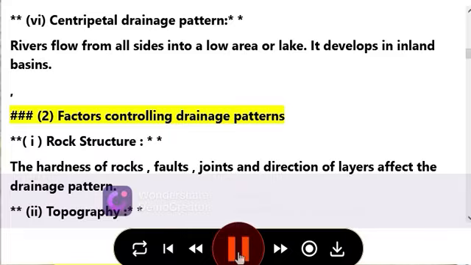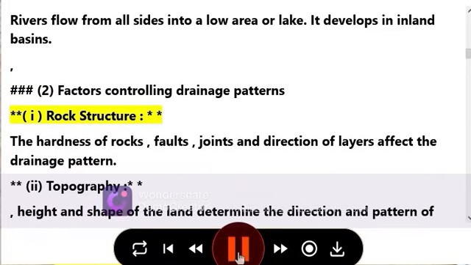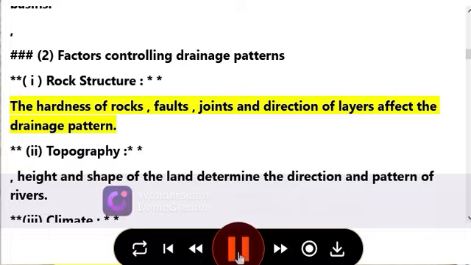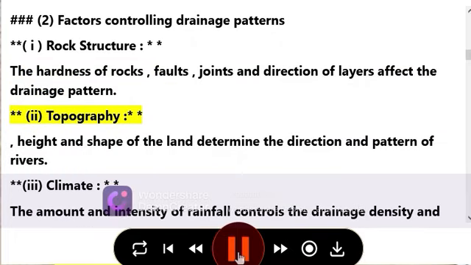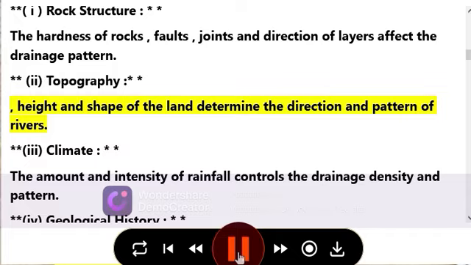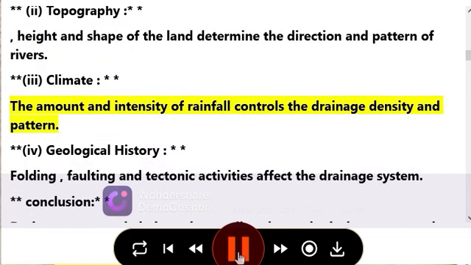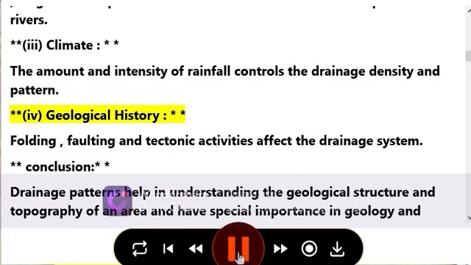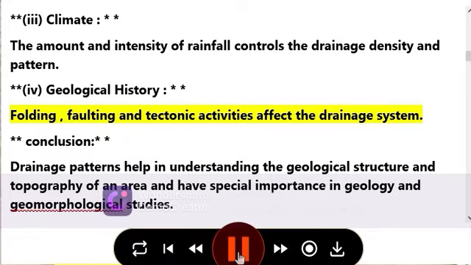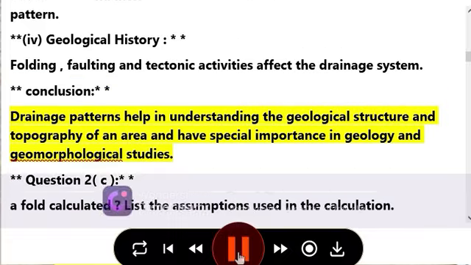2. Factors controlling drainage patterns. 1. Rock structure. The hardness of rocks, faults, joints and direction of layers affect the drainage pattern. 2. Topography. Height and shape of the land determine the direction and pattern of rivers. 3. Climate. The amount and intensity of rainfall controls the drainage density and pattern. 4. Geological history. Folding, faulting and tectonic activities affect the drainage system.